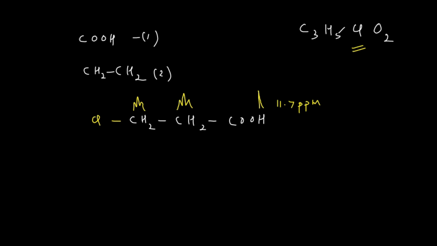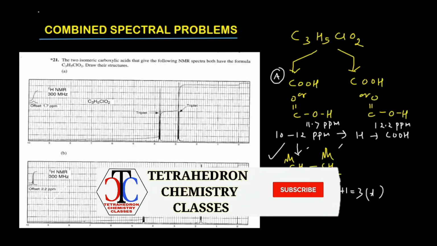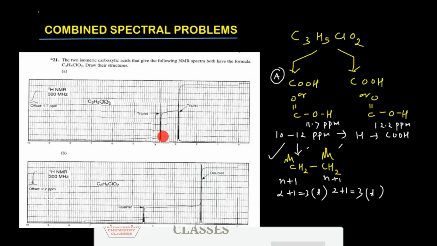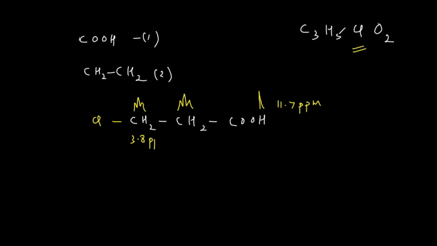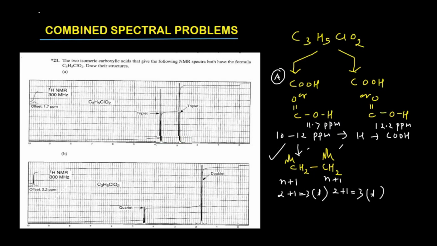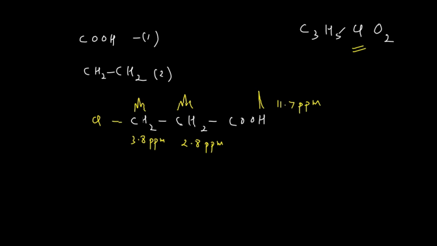Now you need to decide the chemical shift of these. If I go back, this triplet is a little bit downfield and this triplet is a little bit upfield, and you need to decide which one is the upfield and which one is the downfield signal. The downfield signal is at 3.8 ppm, so I give 3.8 ppm of chemical shift to this one. And for this one, I can give 2.8 ppm. So these two signals are there, 3.8 and 2.8. So this looks like the more correct structure for compound A.